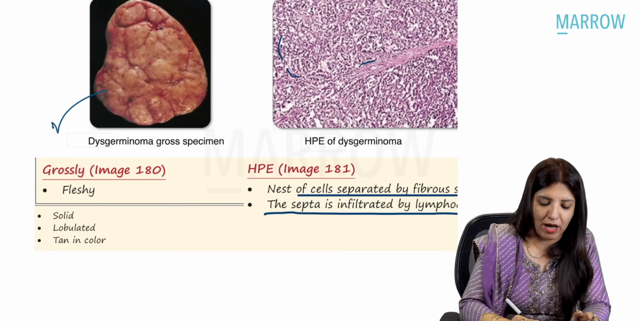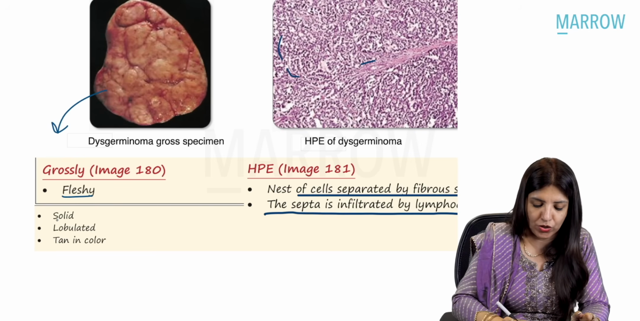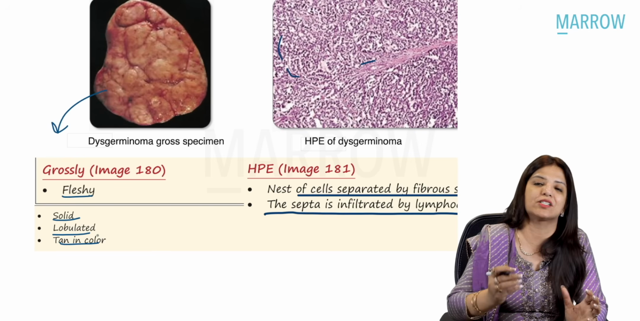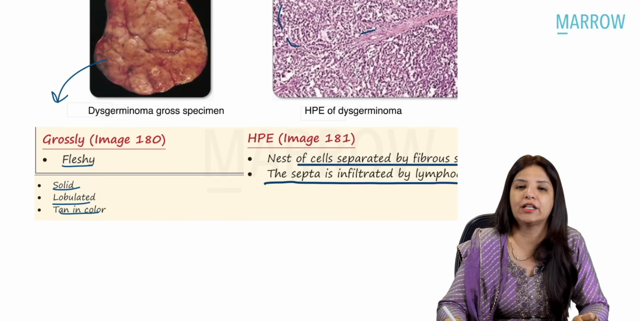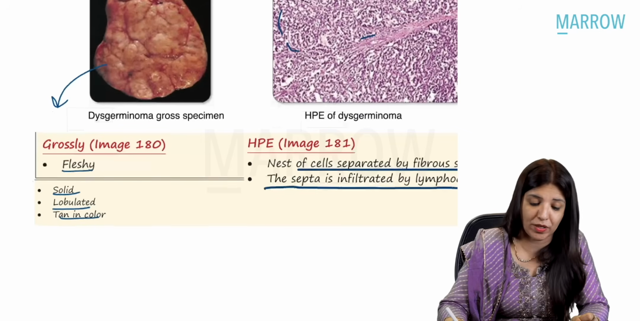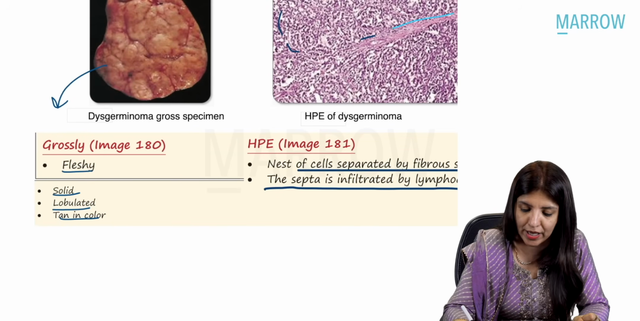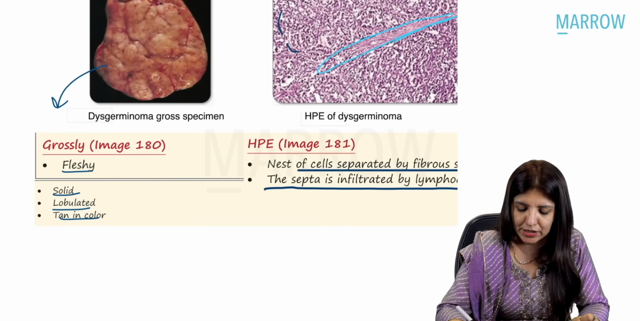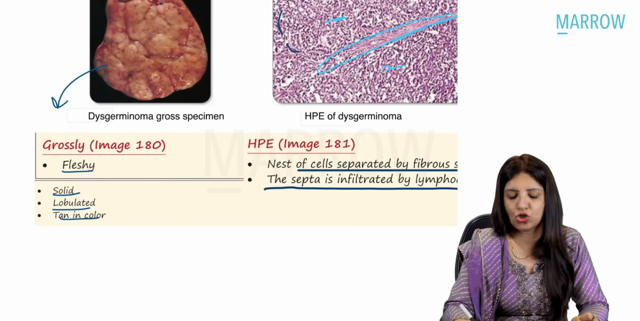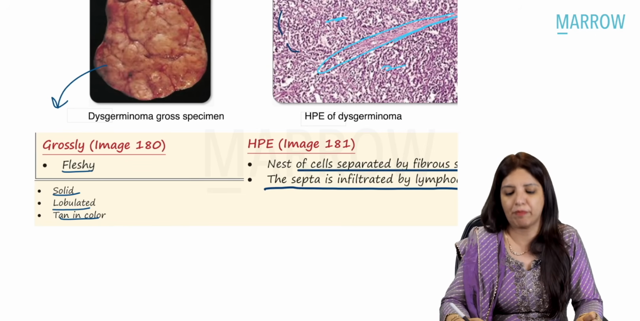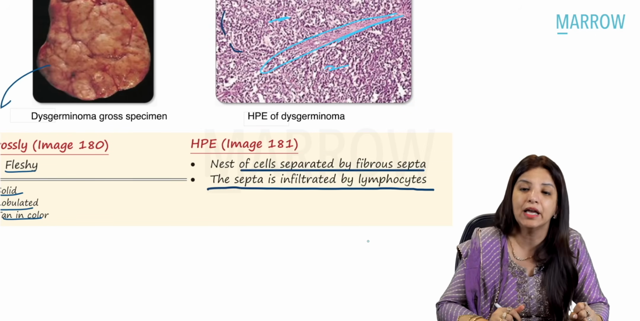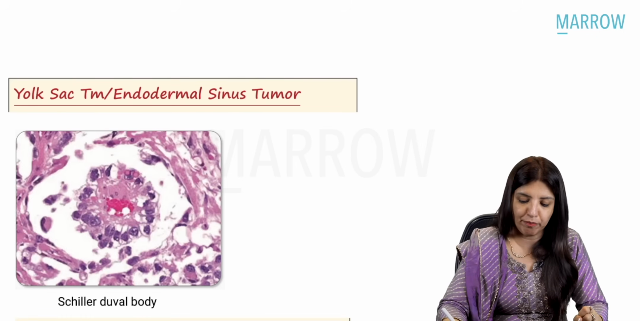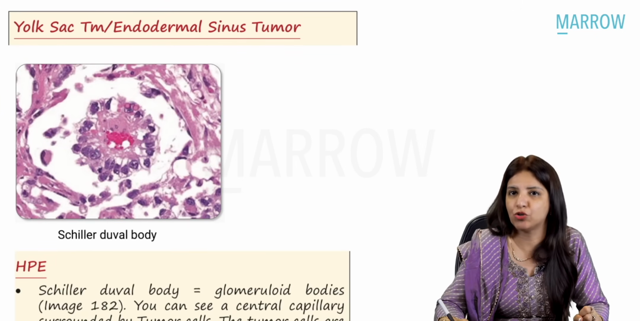Now, a second image which you have to know is that of a dysgerminoma, a gross specimen of dysgerminoma, a very, very characteristic image where you are going to get a fleshy, solid, lobulated, tan colored tumor. And the histopathological examination finding in case of dysgerminoma, which again is very characteristic, where you are going to get a fibrous septa, and there will be nests of cells. So there will be nests of cells which will be separated by a fibrous septa, and this fibrous septa will be infiltrated by lymphocytes.